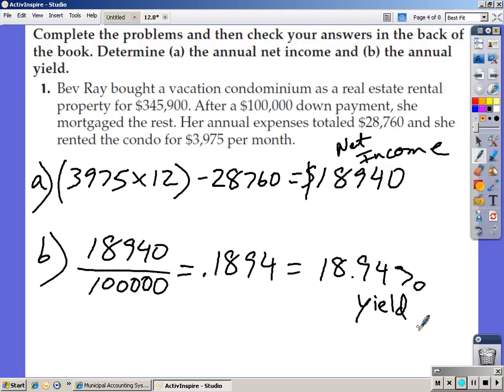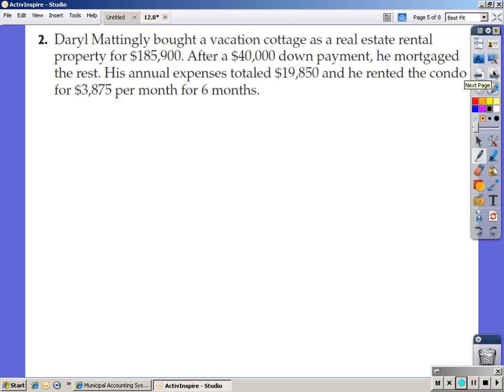Great. Let's try number 2. You guys try this. Press pause to work it. Play to resume.